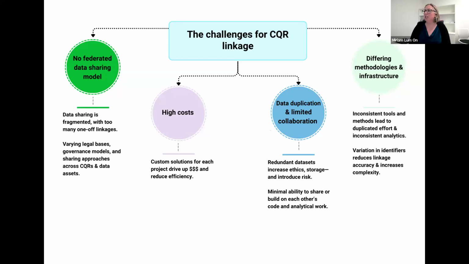There's also the limited ability to just really share code and protocols and build on each other's work. So you don't have that efficiency built in there. And then the fourth challenge, which is more on the technical side, is variation in the linkage methodology and infrastructure being used. So we might have inconsistent tools and methods being applied, and that can lead to duplicated effort and inconsistent analytics. And the difference in identifiers being used to actually achieve linkage matches can also reduce linkage accuracy and add complexity to the process.